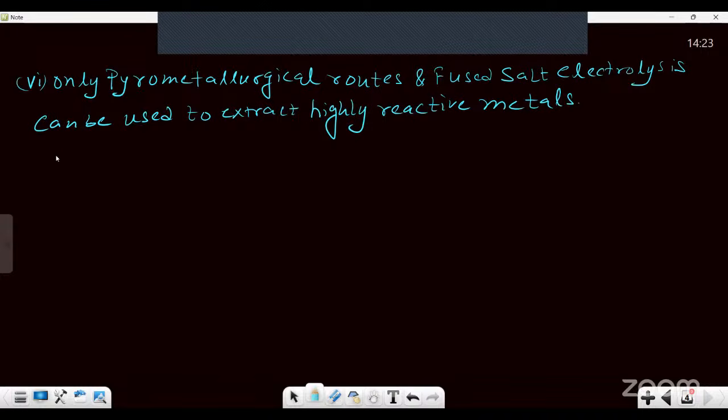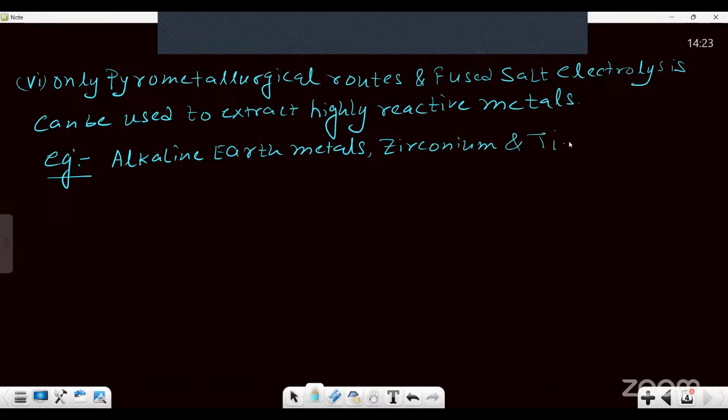Say, for example, what do I mean by highly reactive metals? Alkaline earth metals, right? Apart from that, I can write zirconium and titanium. So we'll see the extraction processes of zirconium as well as titanium. The extraction process of titanium is through the Kroll process, and zirconium is the Van Arkel process. We'll see how we extract.